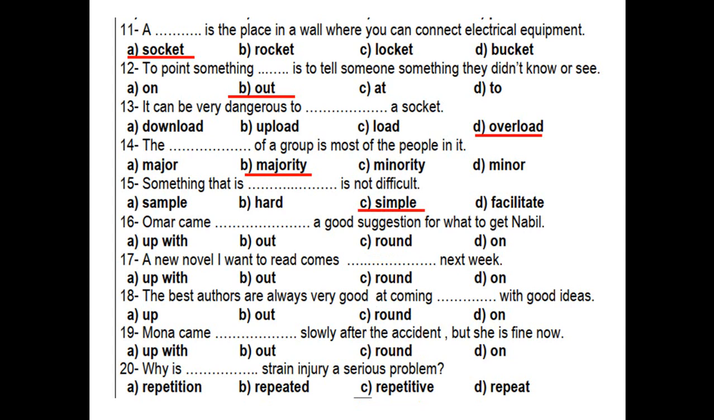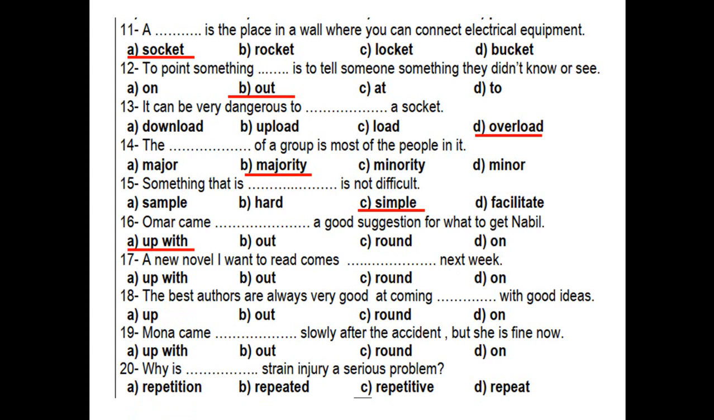Number 16. Omar came what? A good suggestion for what to get Nabil. He came up with, he came out, he came round, he came on. He came up with.